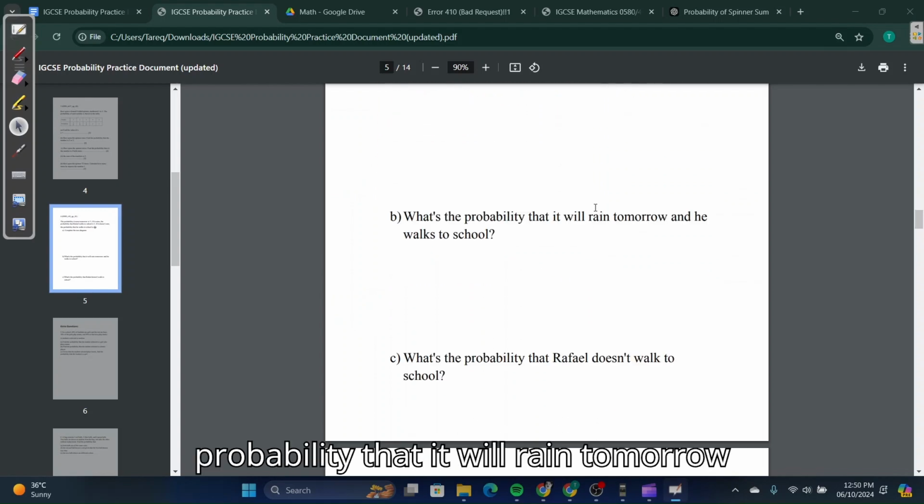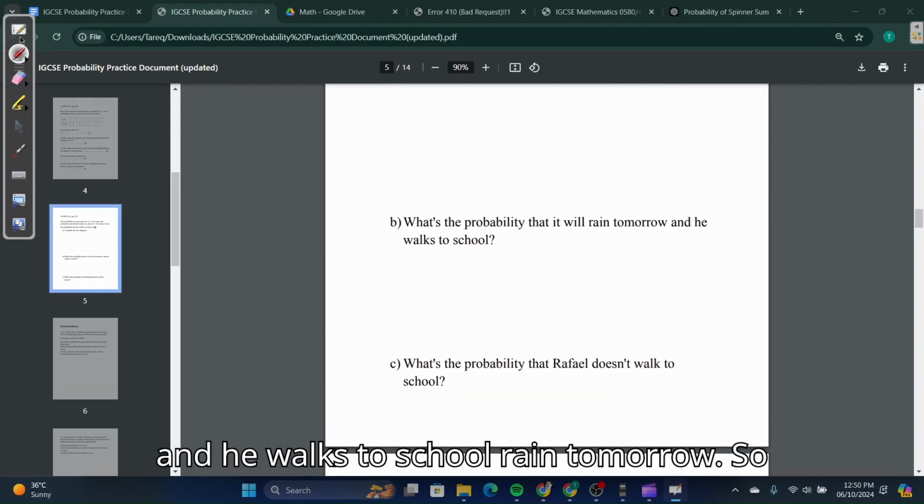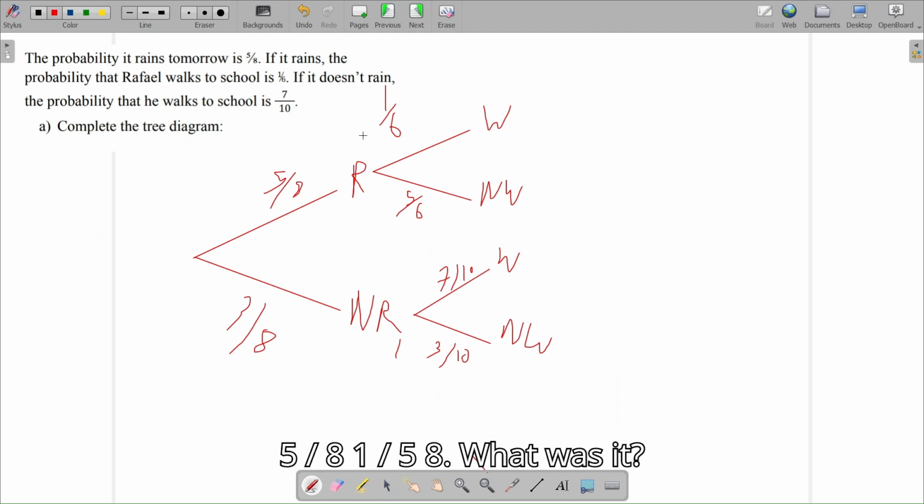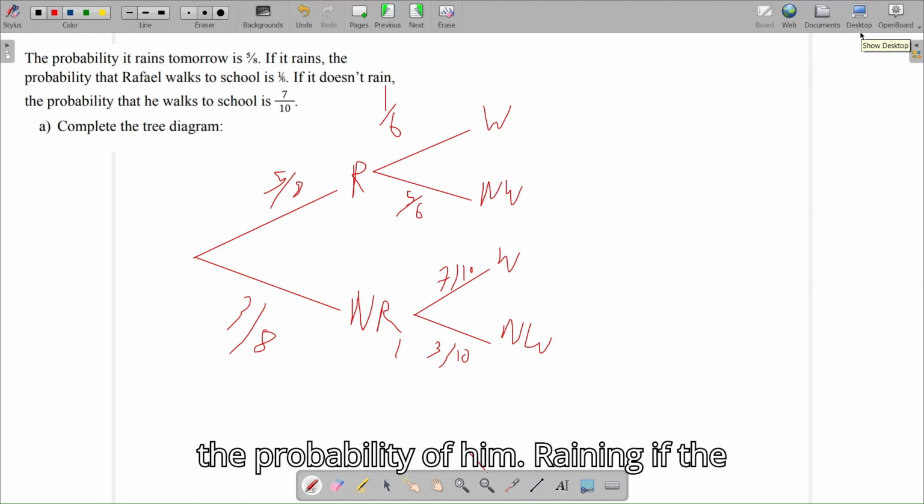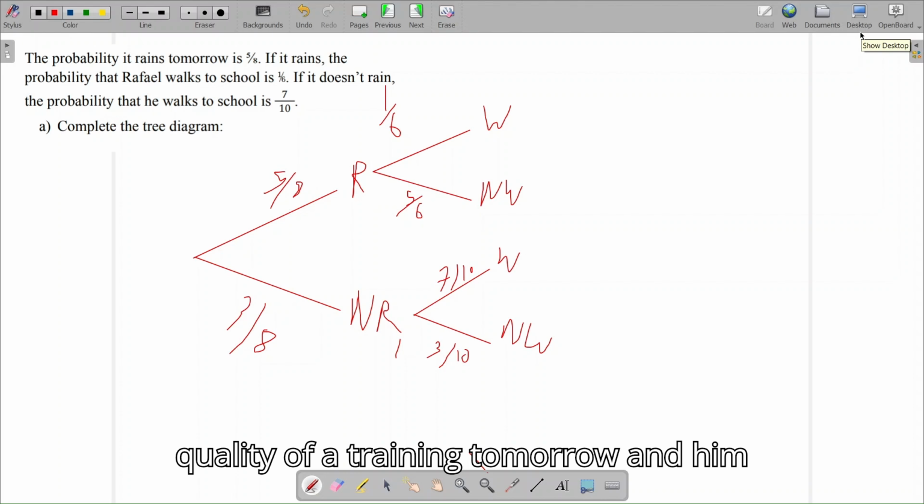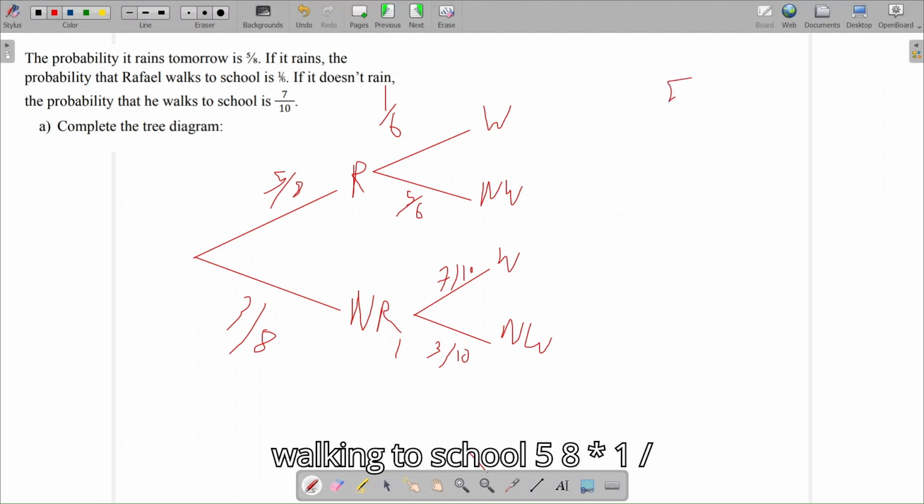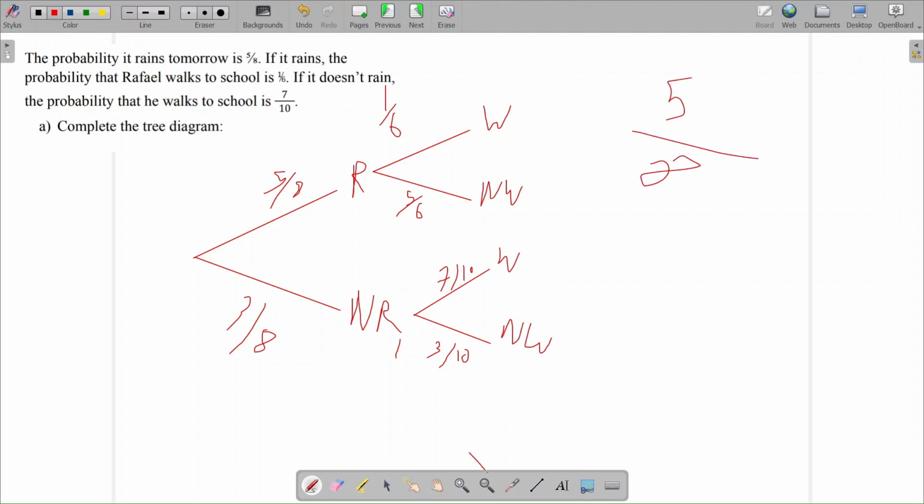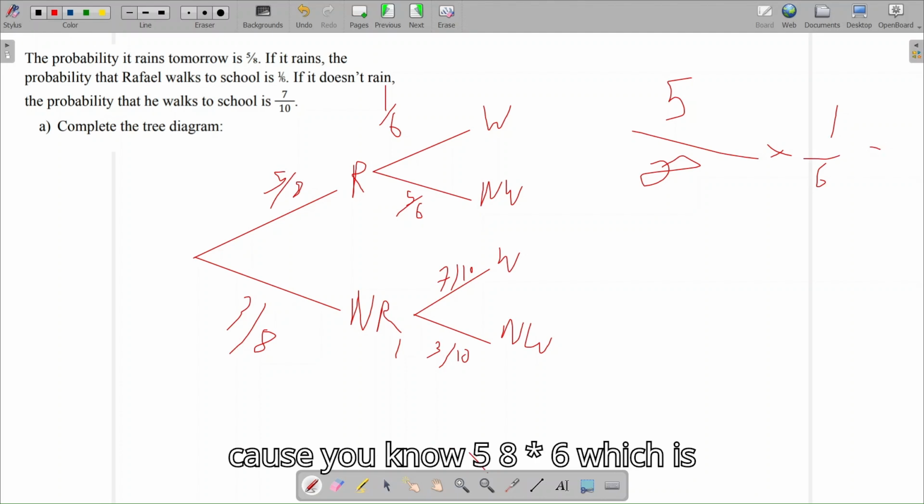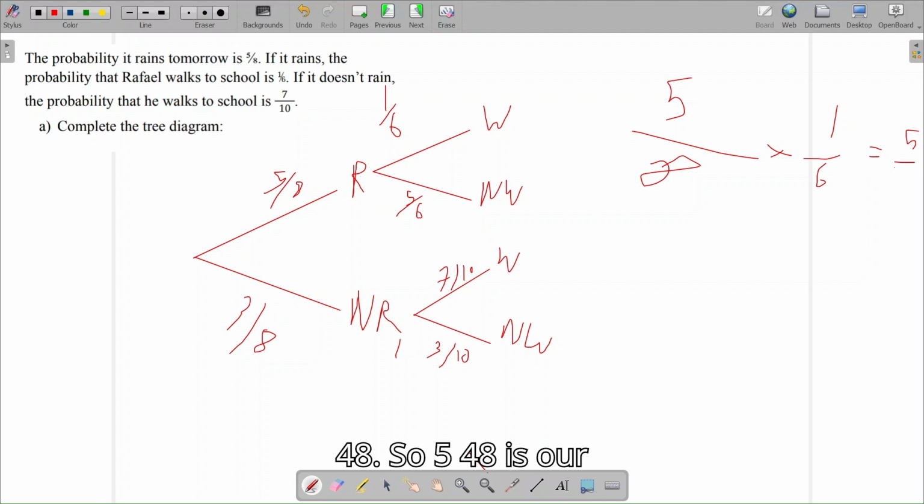What's the probability that it will rain tomorrow and he walks to school? Rain tomorrow, so 5 over 8 times 1 over 6, which gives 5 over 48, because 8 times 6 is 48. So 5 over 48 is our answer for part B.